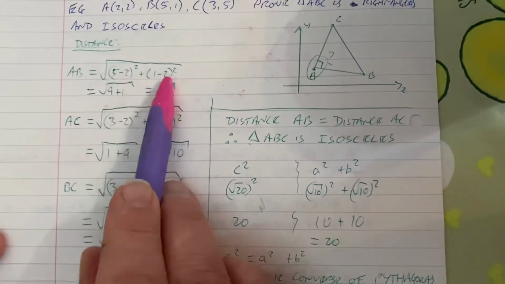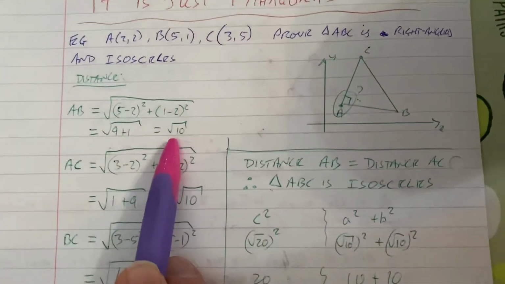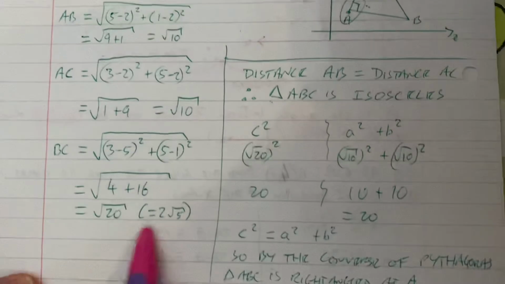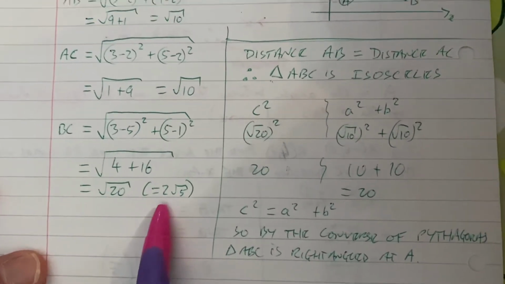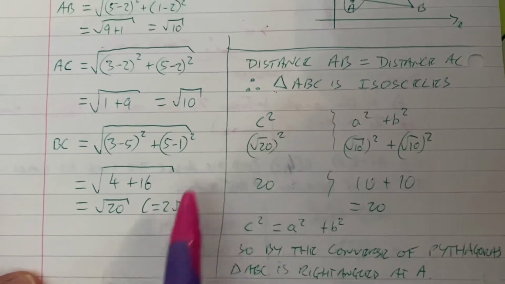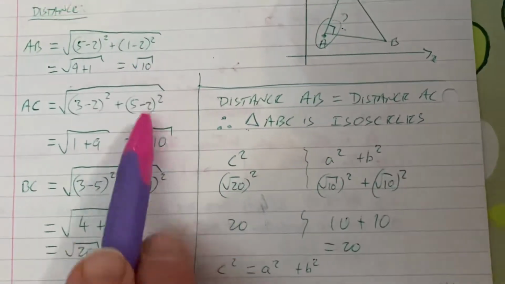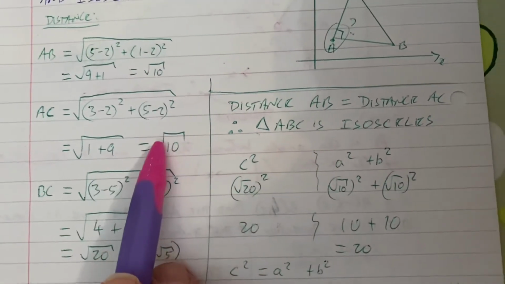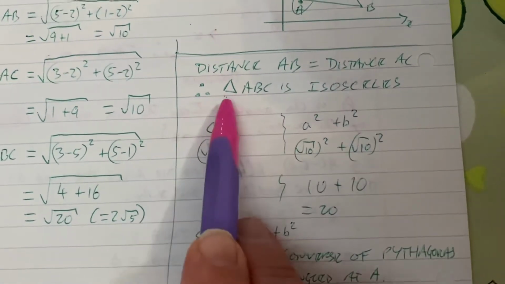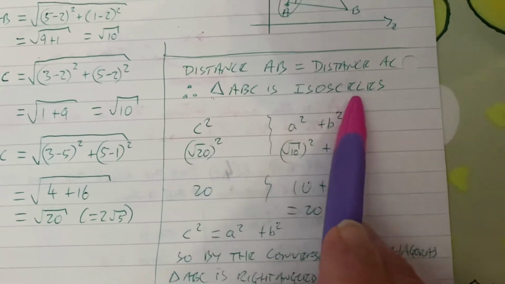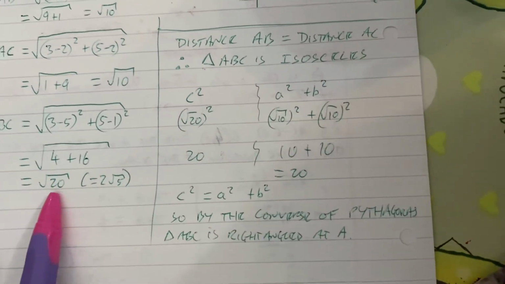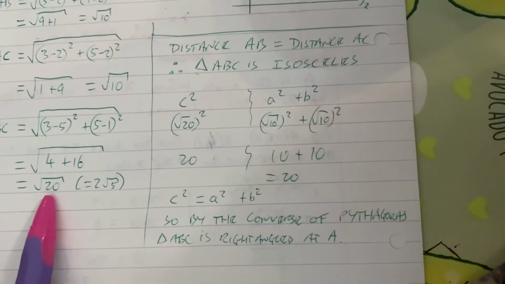So we bung it into our formula and we get root 10 for AB. We get root 10 for AC. And we get root 20, which we can simplify from 2 weeks ago to 2 root 5. So what we can see is these two distances are the same. So distance AB equals distance AC. Therefore, triangle ABC is isosceles. Two sides are equal, therefore it's isosceles.